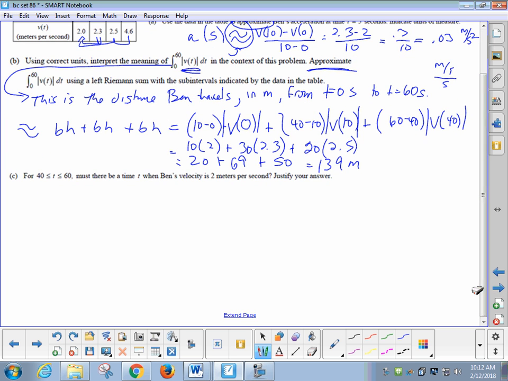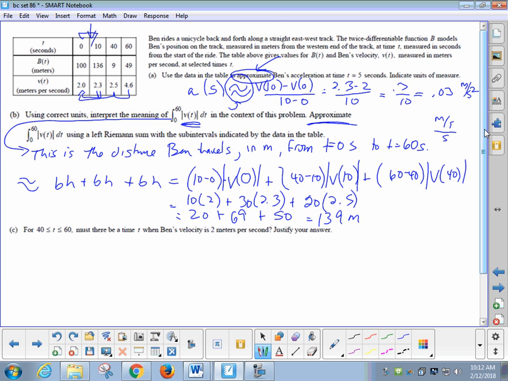Okay. All right. Finally, the idea of the day. Must there be a time when Bob's velocity is 2 meters per second? Now, this is a bit of a gotcha because must there be a time? Oh, in 40 to 60. Must there be a time in 40 to 60 where Bob's velocity is 2? Doesn't seem to look like it because it's going from 2.5 to 4.6. So do you say no?